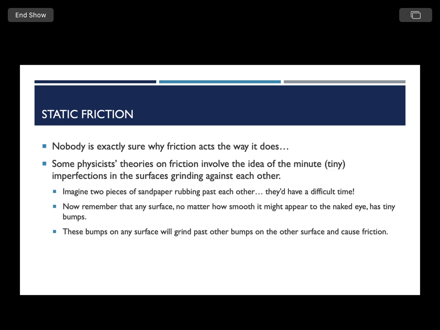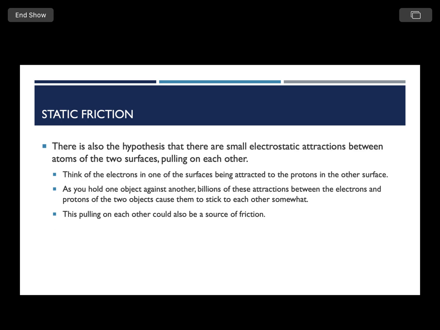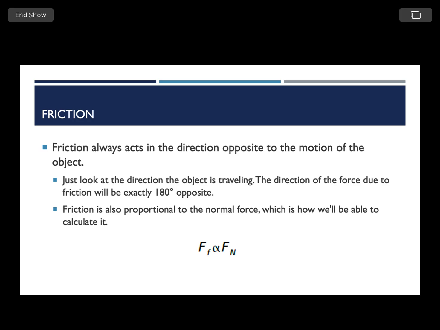And no one's entirely sure exactly why friction acts this way. Some people figure it's because of minute imperfections on the surfaces. Some people figure that it's because of electrostatic attraction between the atoms of the surfaces. All that we know for sure is that friction always acts in the direction opposite the motion of the object.